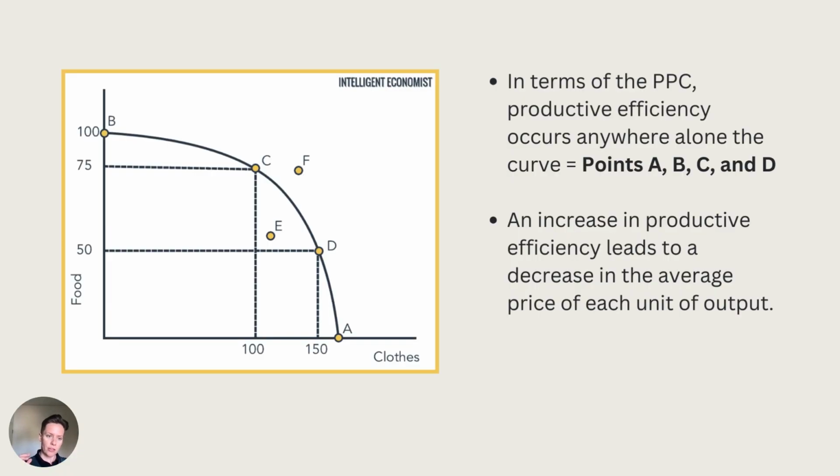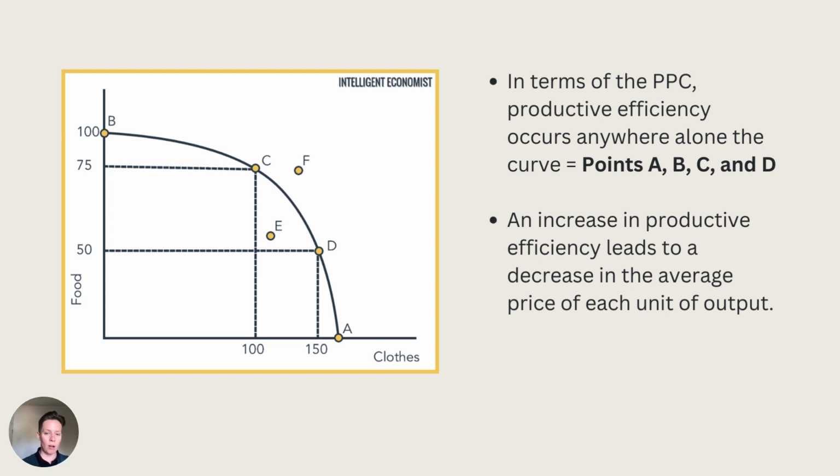So if we think about that in terms of our PPF, and we've seen this diagram before, hopefully this is kind of ringing some alarm bells in the sense that anything along the curve is basically going to be considered as productively efficient, right? Because we know that when we look at the PPF, if we are using our resources to the best of their ability, we're going to be somewhere along that curve, okay?